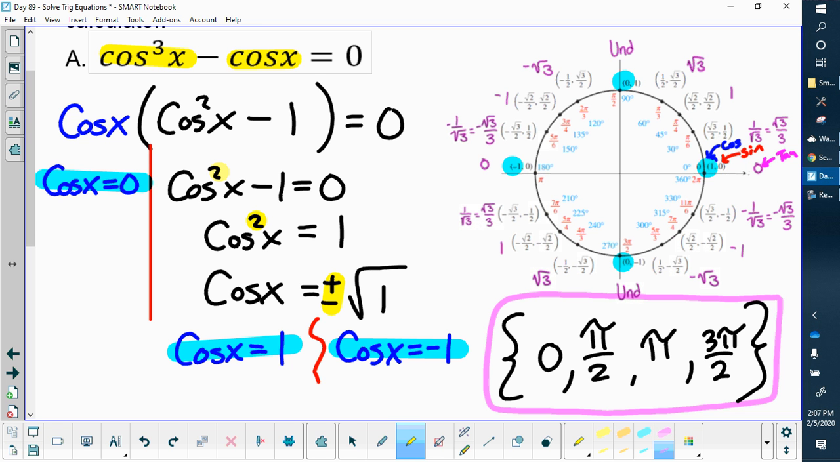Now, there's technically more than this. There's an infinite number of answers. So, for example, right here, that's technically 90 degrees, or pi over 2. That would create 0. Okay?